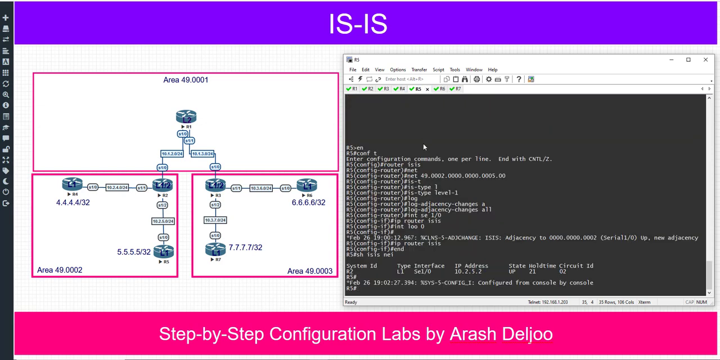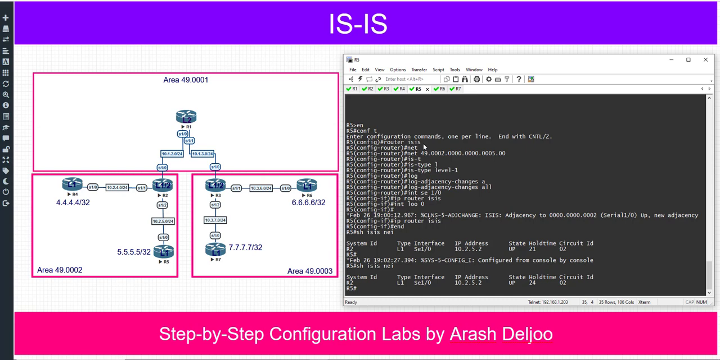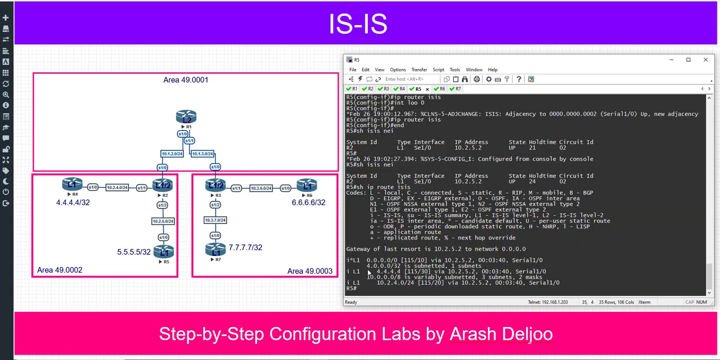In router 5, show ISIS neighbors, again, or show IP route ISIS. As you can see, we have quad 4/32 in the routing table of router 5, this network, IL1, and also 10.240.0/24, this network in router 5 again. And also we learn one default route from router 2, the level 1-2 router.